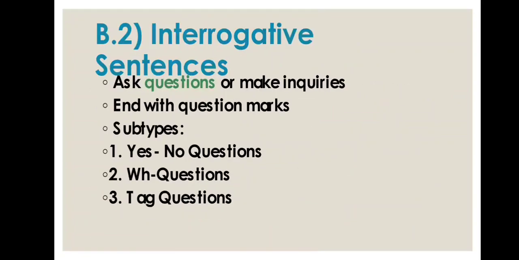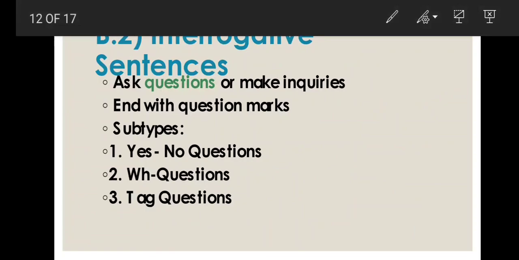Interrogative sentences. Interrogative sentences ask questions or make inquiries. They end with question marks. Subtypes of interrogative sentences are yes-no type questions, WH questions, and one more type introduced here in our book, tag questions.